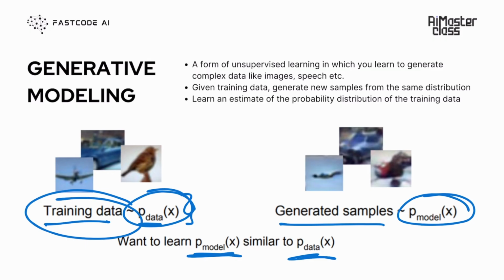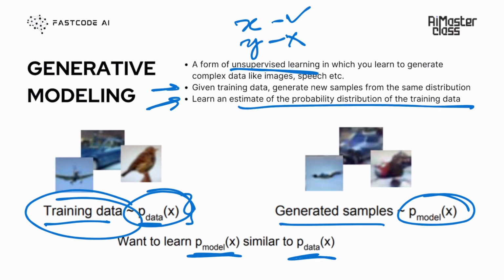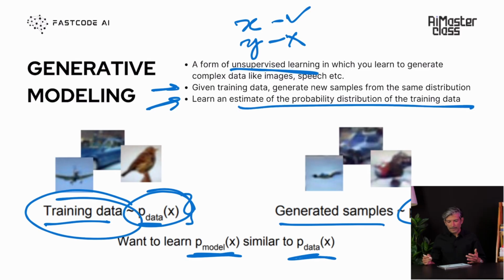Generative modeling usually is an unsupervised way of learning because you don't really need the labels themselves. What you need are the x's, the data points, but not the y's, right? So you don't need the y's. You can just deal with the x's. And like I said, the goal is that given training data, we want to generate new samples from the same distribution. And to do that, we need to learn the probability distribution of the training data. And this whole session today is about how to do that.